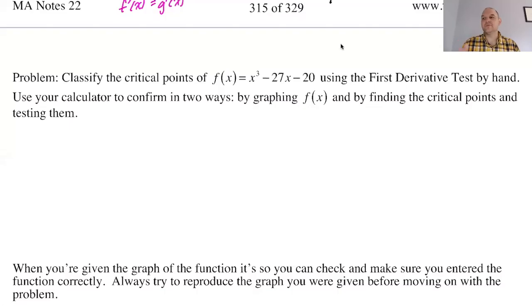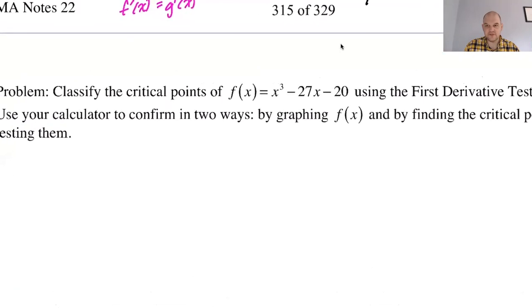All right, I'm back. We're on page 316, and we're just going to do a bunch of problems. So let's see what we got. Classify the critical points of f of x equals x cubed minus 27x minus 20 using the first derivative test by hand. Use your calculator to confirm in two ways, by graphing f of x, and also by finding the critical points and testing them. So let's do it. First, use the first derivative test.